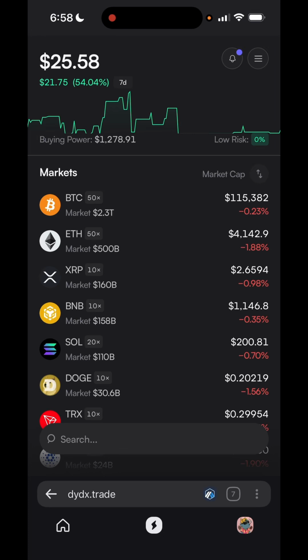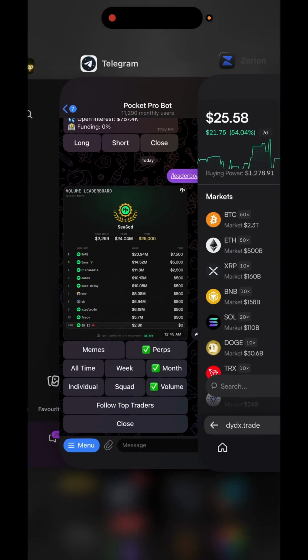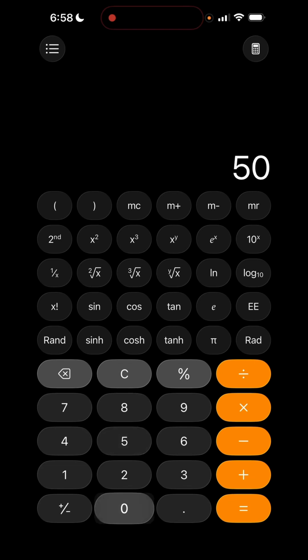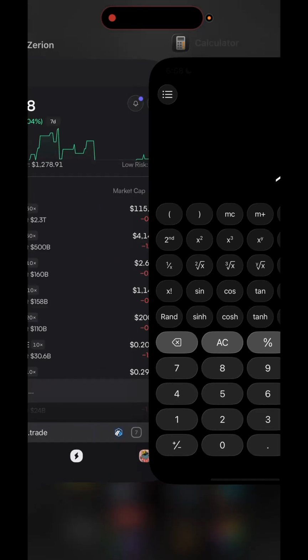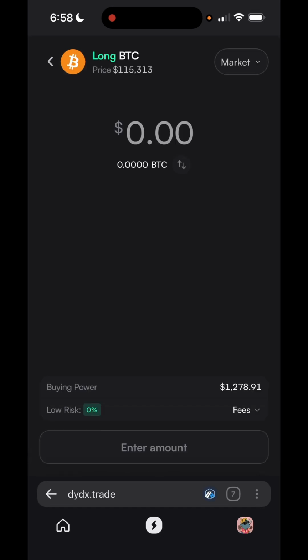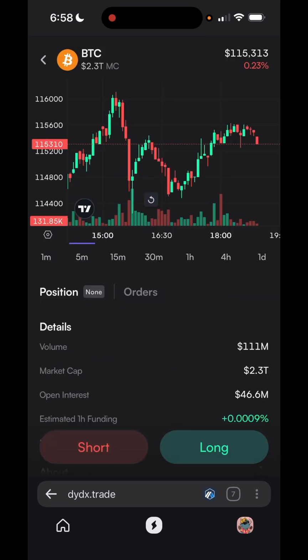In order to get this buying power, we're going to do some calculations. We are going to multiply our 50x leverage by our margin, and our margin here is 25.58, right? So we're going to calculate now. We are going to do 50 times 25.58, which will give us 1,279, which is equivalent to what we have as buying power.